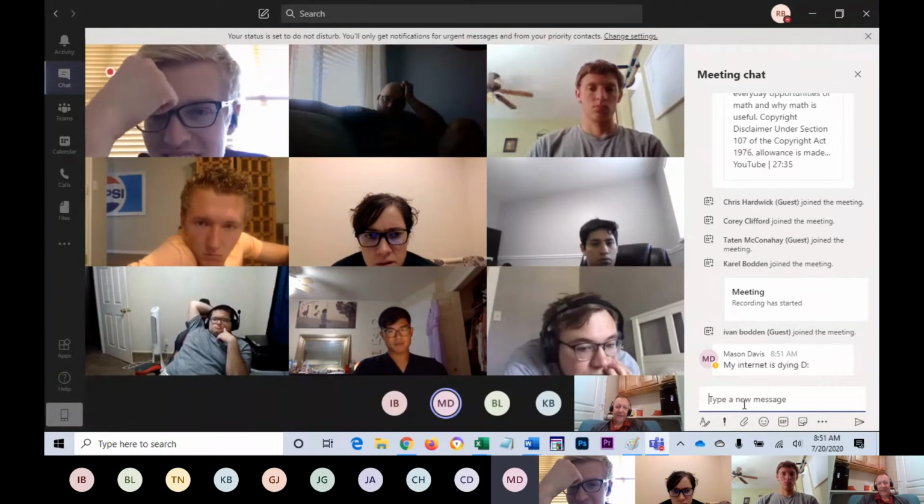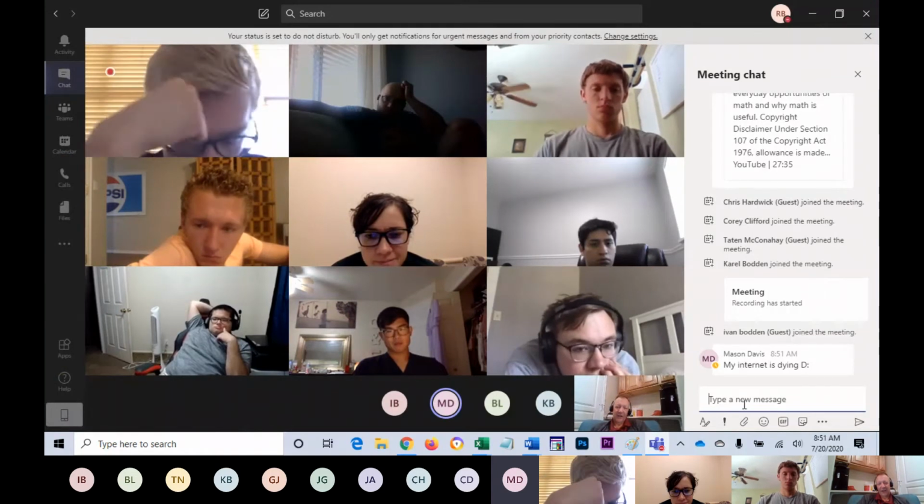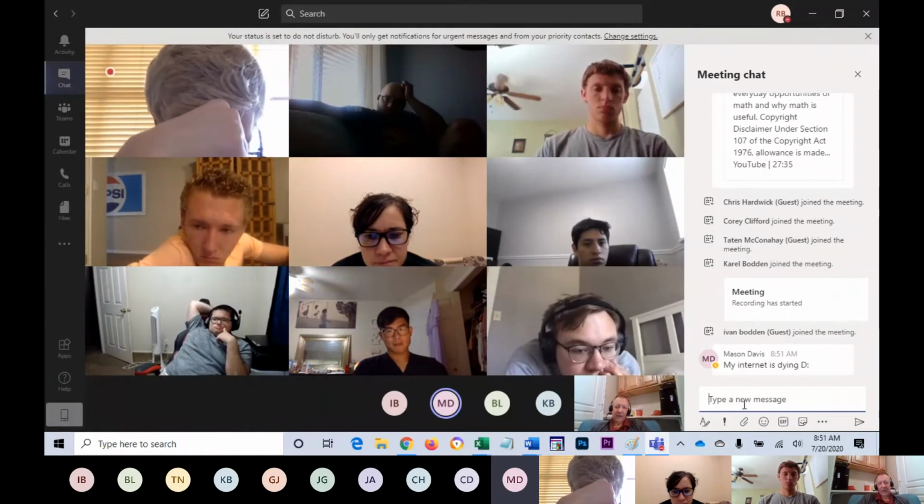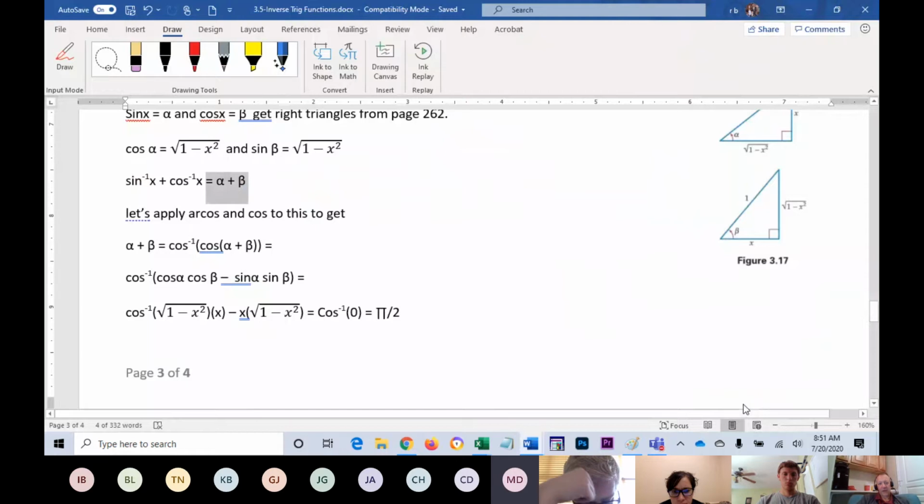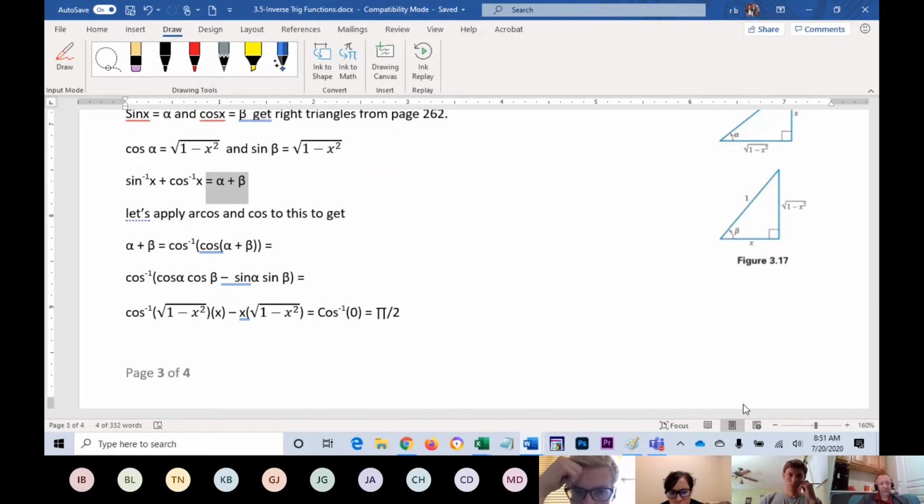Your internet's bad. How do we get rid of the inverse of sine when we go from sine inverse of x plus cosine inverse of x? Like, how are we getting rid of the sine when we go down to the inverse cosine, if that makes sense?